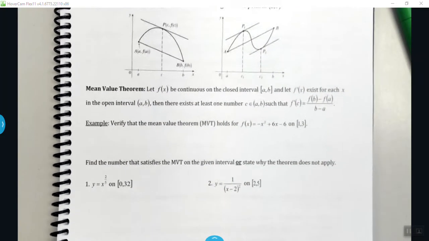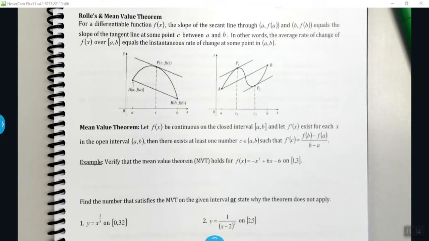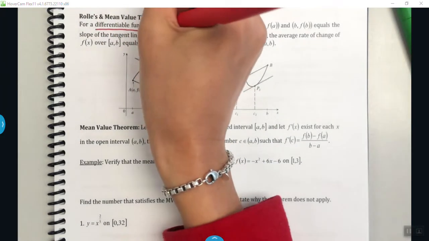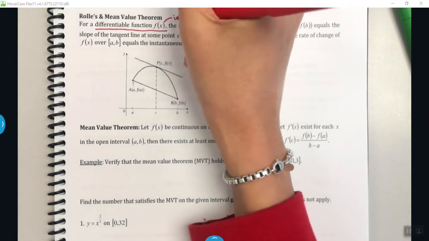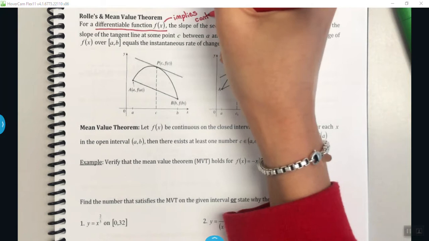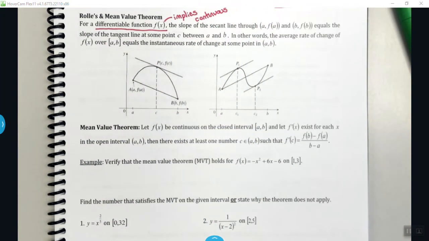Now we can prove that the slope will equal something by mean value theorem. We'll start with mean value theorem. So what mean value theorem says is it's got to be differentiable. Differentiable also implies continuous. Okay, so it's got to be differentiable and continuous.